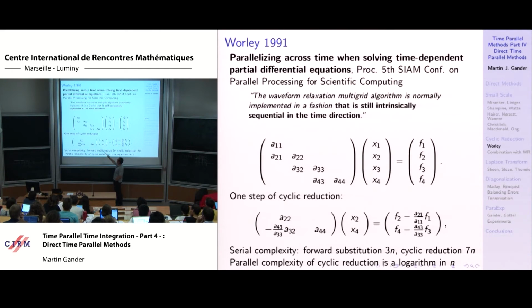Now, in a serial context, that's not of interest. In a serial context, if I just do forward substitution, this costs 3n operations. And cyclic reduction, by doing this reduction, costs 7n. But if I have many processors, then the tree that starts to form, I can solve that tree using many processors. So the parallel complexity is a log in n of cyclic reduction. So here you go down from n to log n.